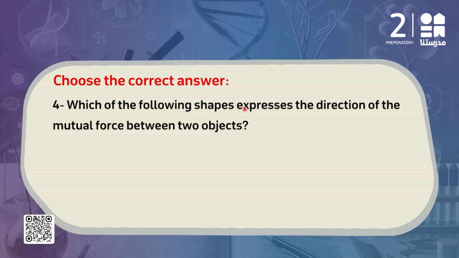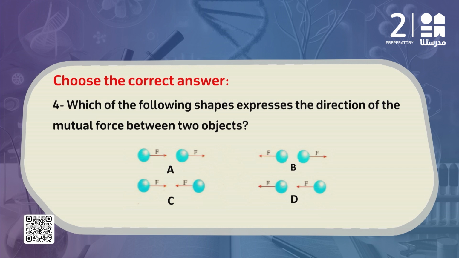Which of the following shapes expresses the direction of the mutual forces between two objects? Let's look together at the four choices we have. Here the forces are directed towards the right. Here they are opposing each other, one to the right and the other to the left. Here they are facing each other, towards each other. And in letter D both of the forces are directed to the left. So the correct answer will be letter C.